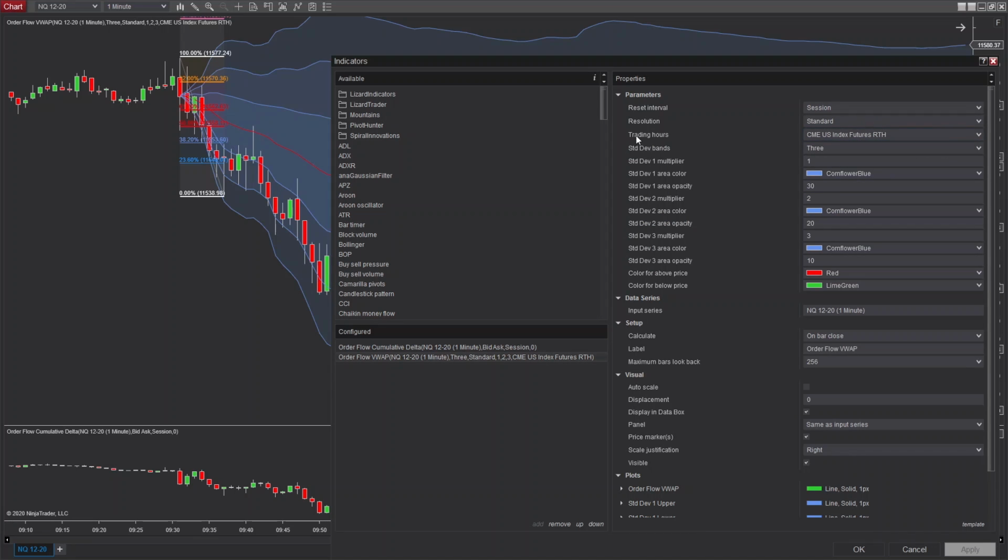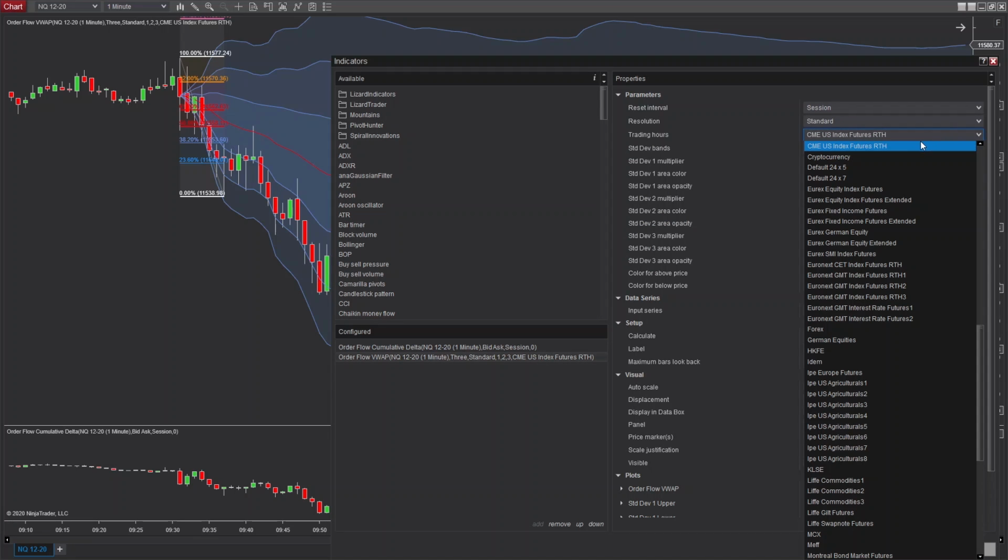Oh, here we go. Trading hours. So I have it set to RTH, see? So this overrides whatever I have in the chart settings, which is great. And that's a very thoughtful thing that NinjaTrader did. NinjaTrader 7 would not have had this capability. NinjaTrader 8, however, is far more advanced. They really did a good job on setting this up. So just go up here. If you're seeing it all day long, you probably have it set to extended. So you want to change it to CME US Index Futures RTH. Okay?